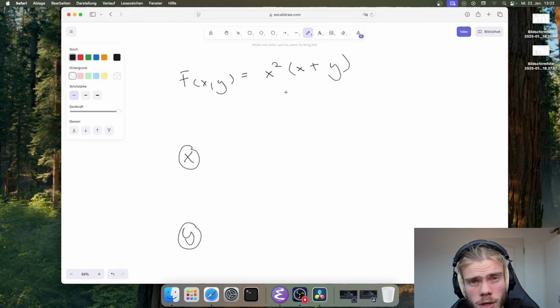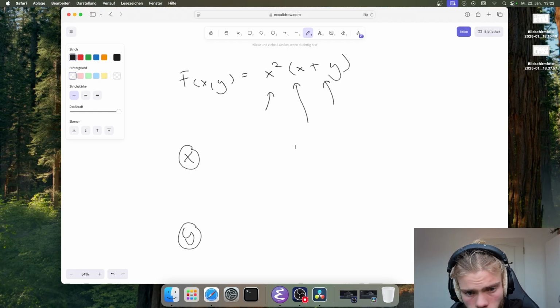So let's try to break down this calculation. We have one part that squares the x, squares the input, and we have one part that adds x and y together, and then we have one node in the end that multiplies both of these intermediate results together. So let's write that down. Let's say we have one node that is responsible for adding 2 inputs together, and we call the result of this b.